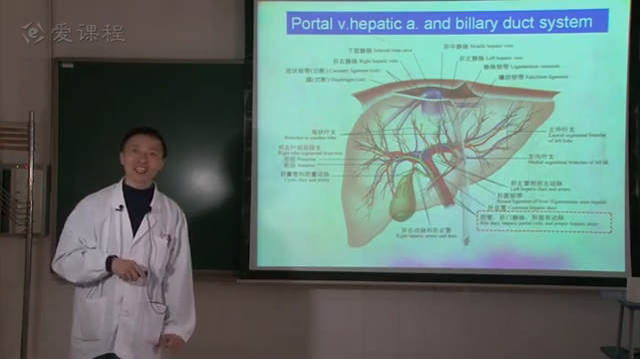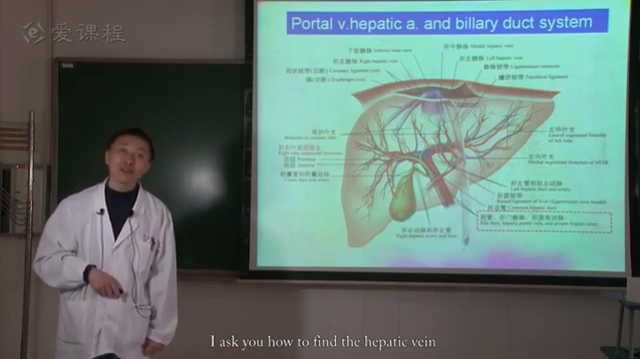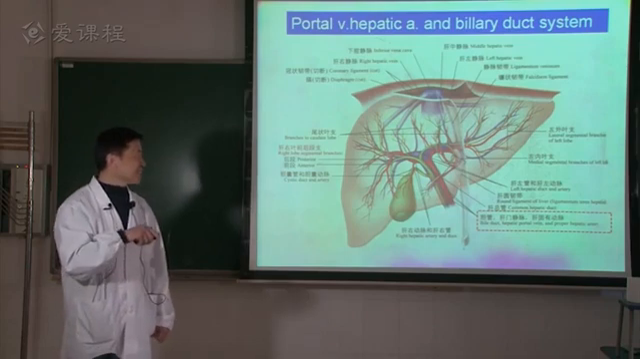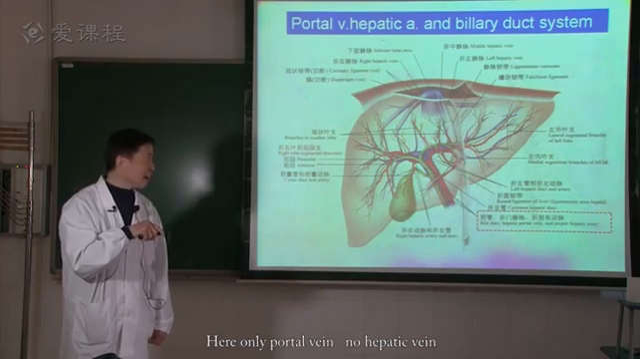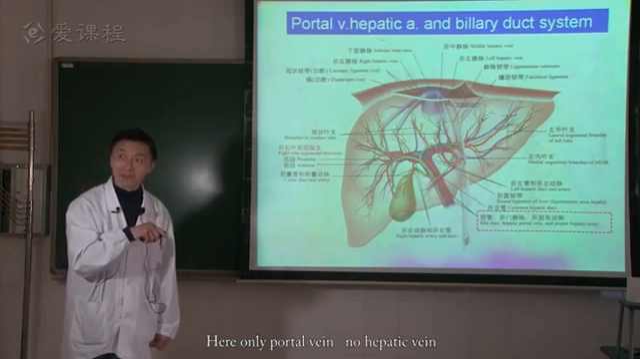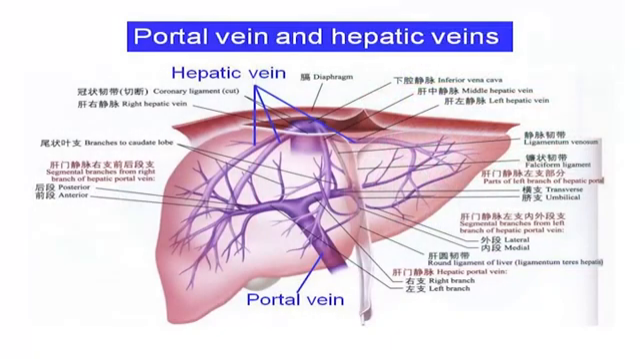Maybe in the final examination I ask you how to find the hepatic vein. Not here; it is located on the superior surface. Here there is only the portal vein, no hepatic vein. Here are the portal vein and the hepatic vein. Hepatic vein. Here, superior, the inferior vena cava.